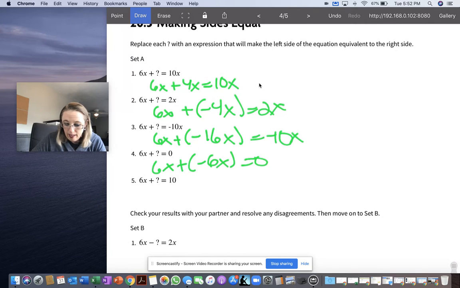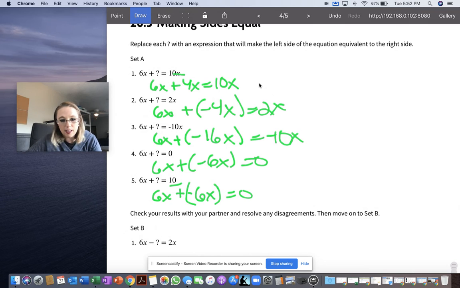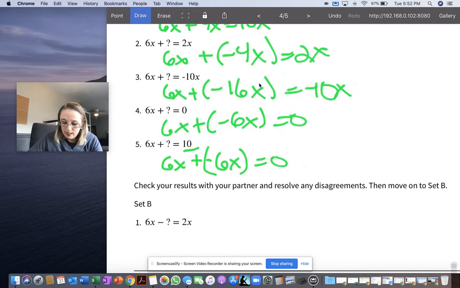And then the last one. So be really careful on these. You're going to have a couple on your homework where some of them are going to have an x and some of them are going to not have an x attached. So this one doesn't have an x attached. So what we're going to say is 6x plus a negative 6x is going to equal 0. Because if you don't have that x, it's not going to equal 0. Okay? All right, so set B.